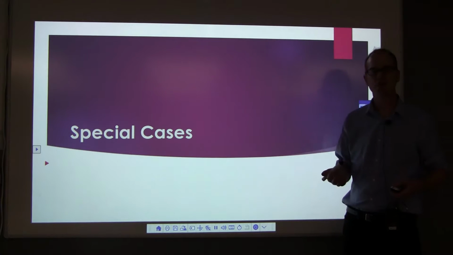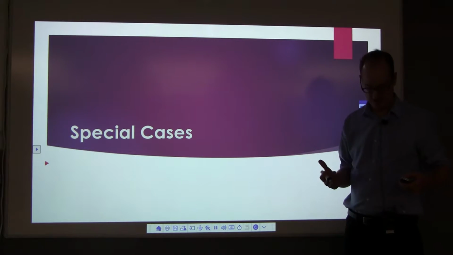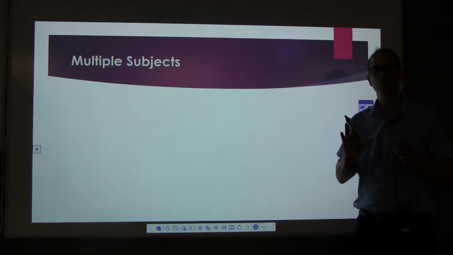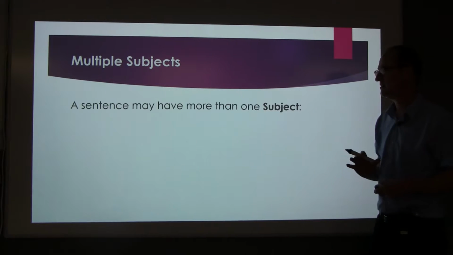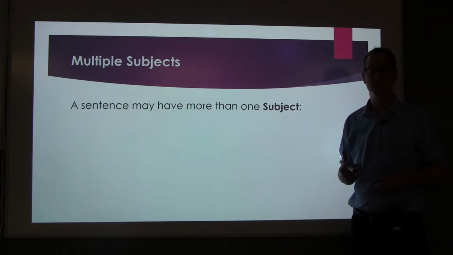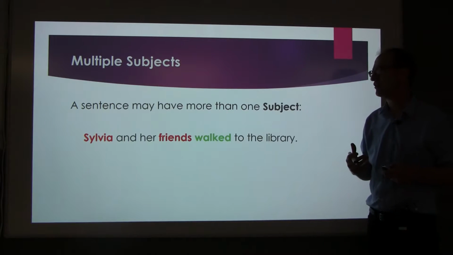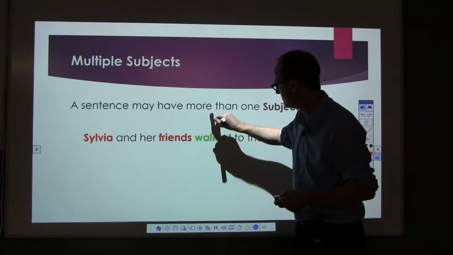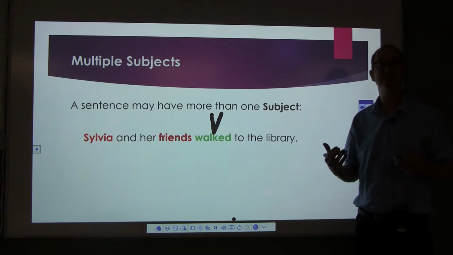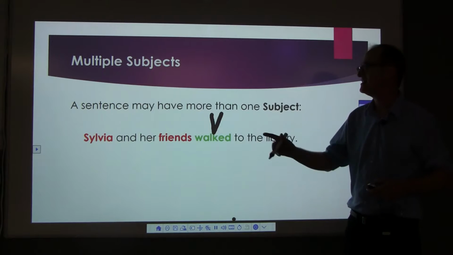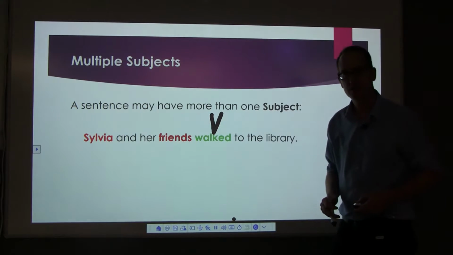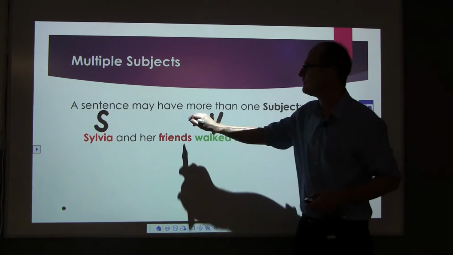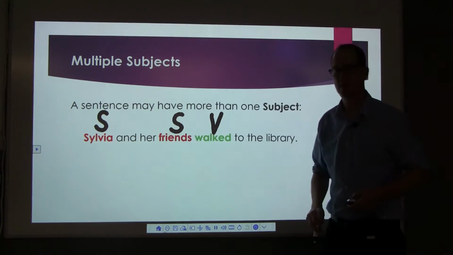Okay, there are some special cases when it comes to finding subjects in a sentence. The first special case is multiple subjects. You don't always have one subject. A sentence may have more than one subject. For example, Sylvia and her friends walked to the library. Walked is our action, it's a main verb in this case. So we ask, who or what walked? Sylvia and her friends. So we have Sylvia is a subject, and her friends are also a subject.